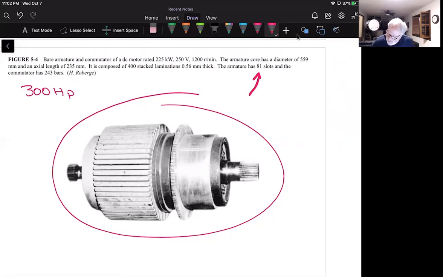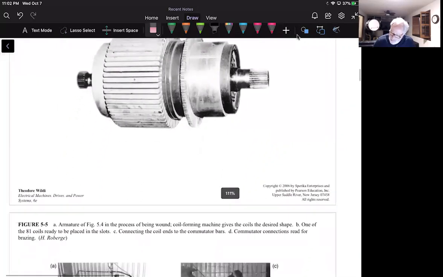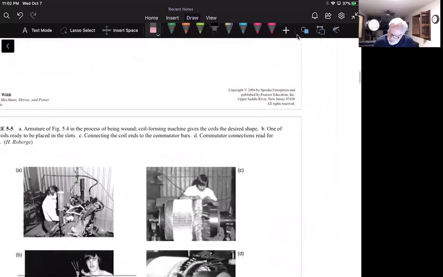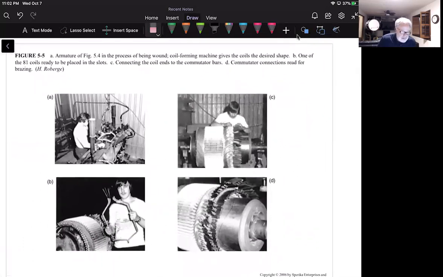So we learned that from some of our earlier discussions with the DC generator. And we remember that the generator and the DC motor are both built the same way. And here's some more pictures of this 300 horsepower motor. And the one thing I really like to point out in this is, when we're talking about these coils, look at the size of these coils, okay?